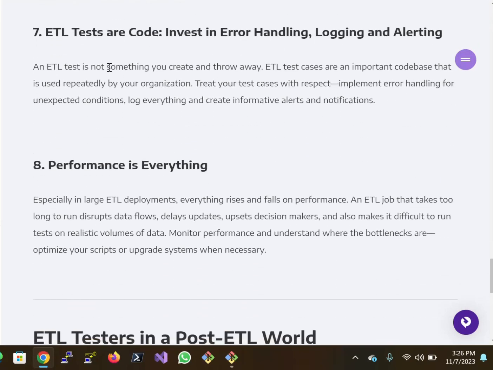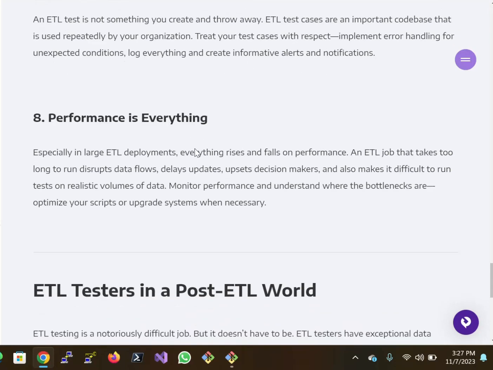And the seventh tip is ETL tests are code. Invest in error handling, logging, and alerting. An ETL test is not something you create and throw away. ETL test cases are an important code base that is used repeatedly by your organization. Treat your test cases with respect. Implement error handling for unexpected conditions. Log everything and create informative alerts and notifications.